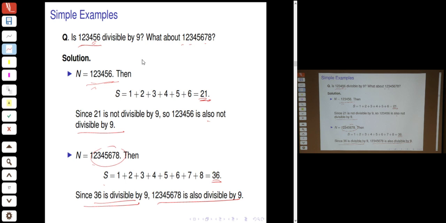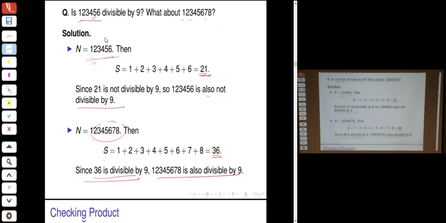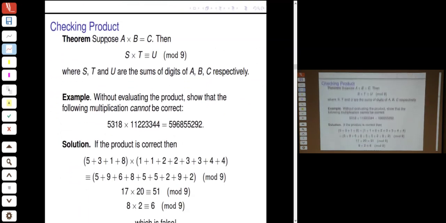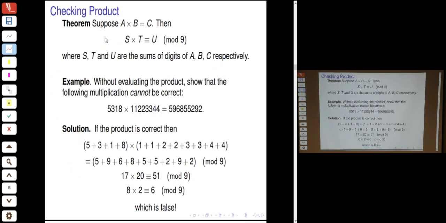Okay, so let us continue with the lecture. Before the break, we were studying the various properties of congruences. One of the uses of congruences which we studied was checking divisibility by 9. Another one is checking a product.